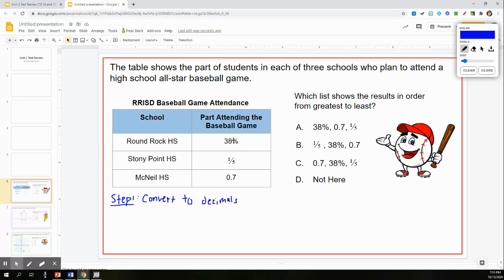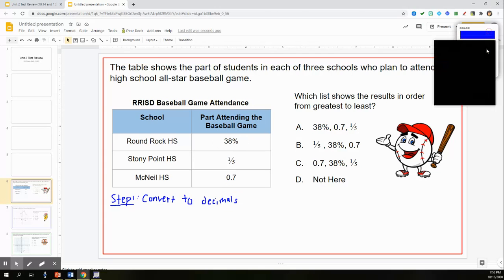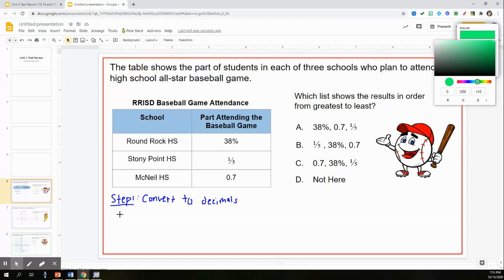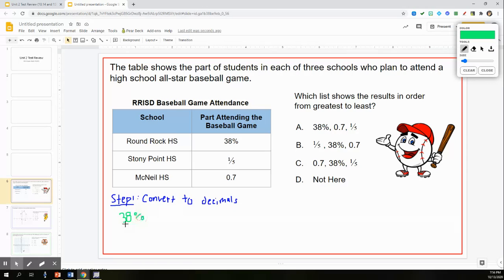The first rational number that they give me is 38%. So I'm going to write out 38%. And to go from a percent to a decimal, I remember my Dr. Pepper method. So I'm going to write out DP over here. I'm going from a percent to a decimal, which means my arrow is going to the left.